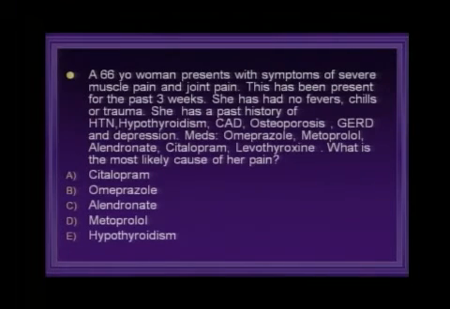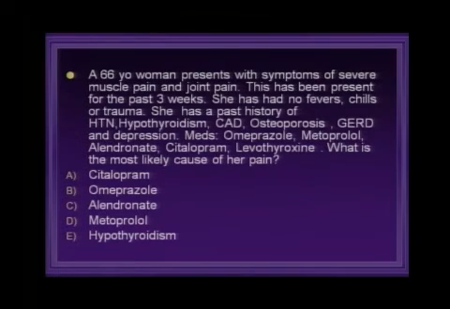66-year-old woman presents with symptoms of severe muscle pain and joint pain. This has been present for 3 weeks. She has had no fevers, chills, or trauma. She has had a past history of hypertension, hypothyroidism, coronary disease, and osteoporosis, GERD, and depression. She's on omeprazole, metoprolol, alendronate, citalopram, levothyroxine. What is the most likely cause of her pain?